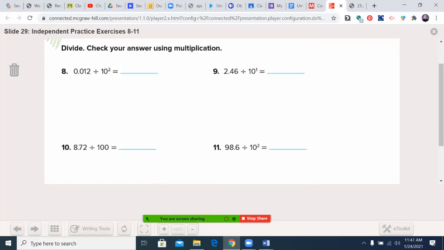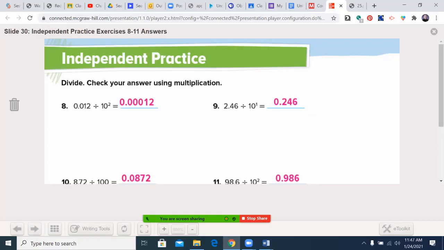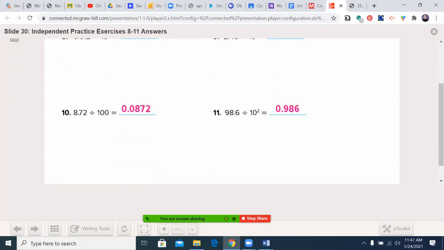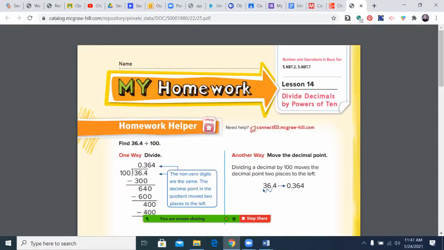Welcome back. Let's see how you did. 2 zeros. So it's already 1 here. So you had to go back 2 more. So you had 3 zeros and then 12.1 zero. So it became 0.246. 2 zeros. So 0.0872. 2 zeros, 0.986. So really, you're just looking for the indicator of how many zeros to go to your left.